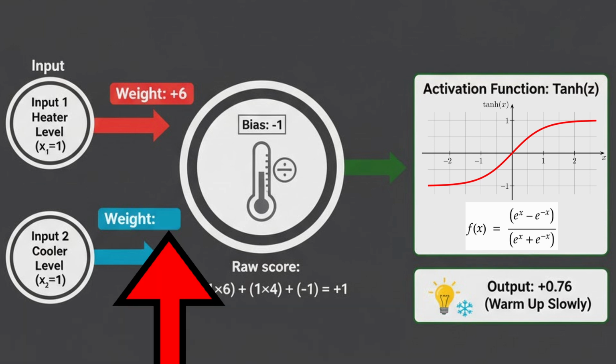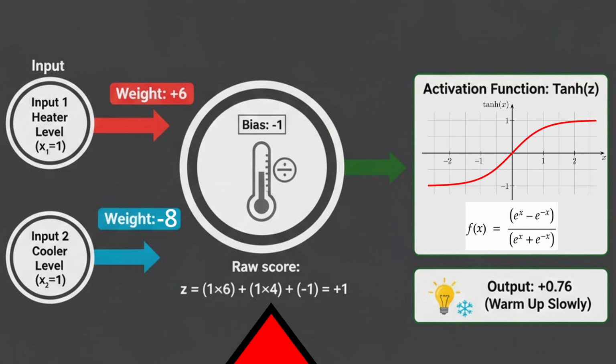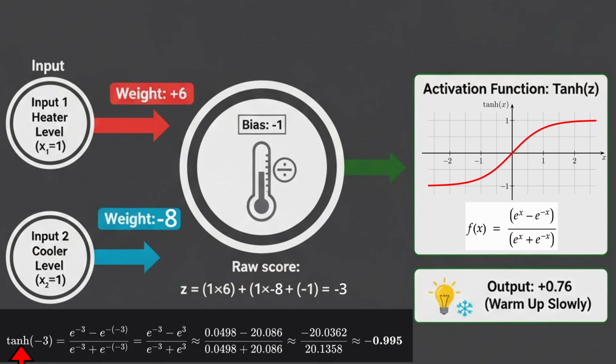Now imagine the cooler kicks in harder. Applying tanh again, tanh of -3 approximates to -0.995. Now the signal is strongly negative. The thermostat sends a full cool down command. That's the beauty of tanh. It can swing both ways. Unlike Sigmoid, which only pushes outputs upward between 0 and 1, tanh lets neurons communicate in both directions, positive or negative, creating richer representations and helping the model converge faster.